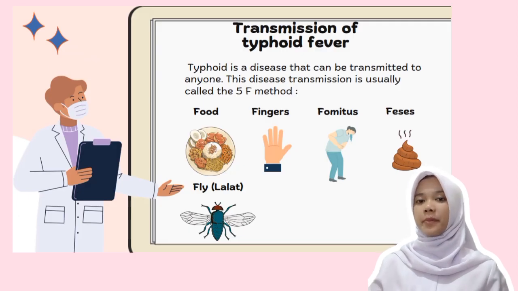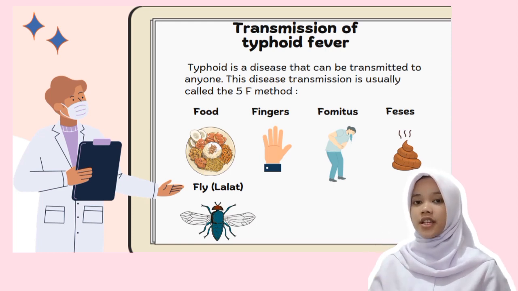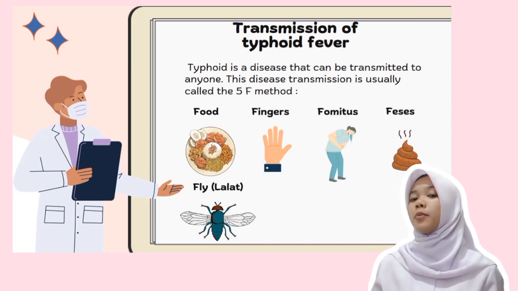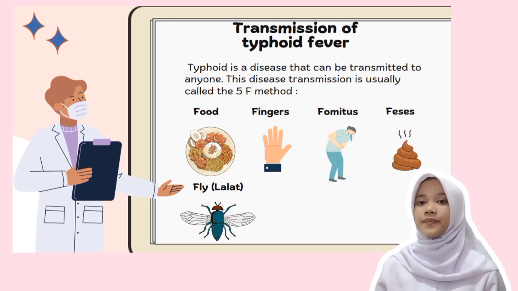Transmission of typhoid fever. Typhoid is a disease that can be transmitted to anyone. Disease transmission is usually called the 5 F method. 1. Food. Food consumed and obtained from an unclean place can be a medium for transmitting typhoid disease, especially food contaminated with Salmonella typhi germs as a result of improper food processing, such as not washing it.